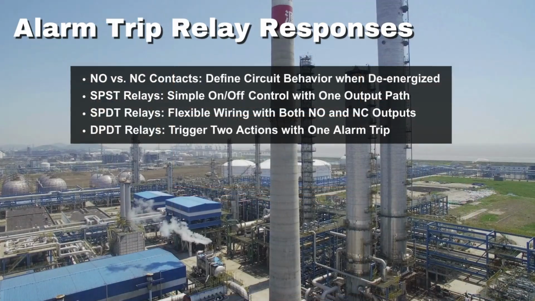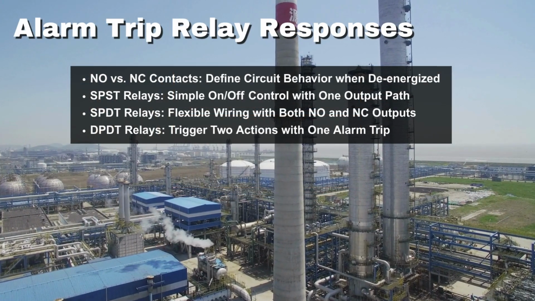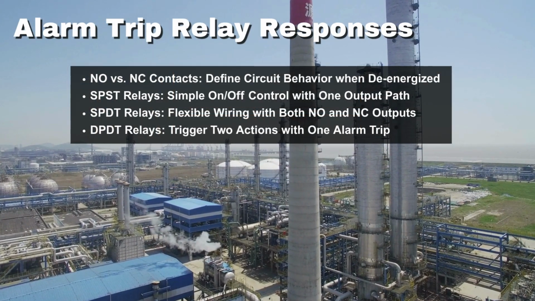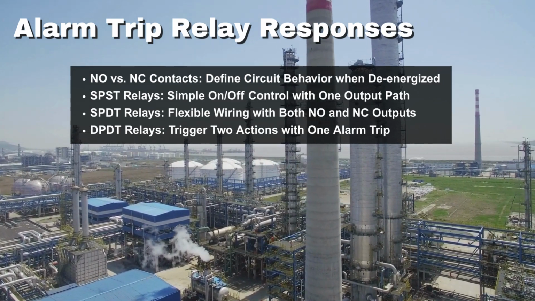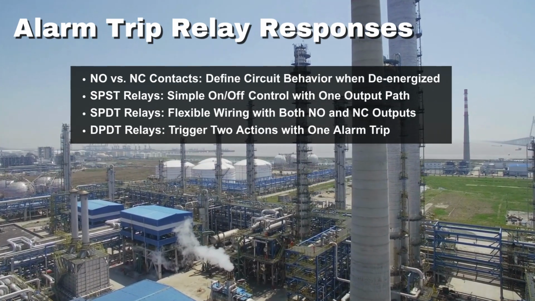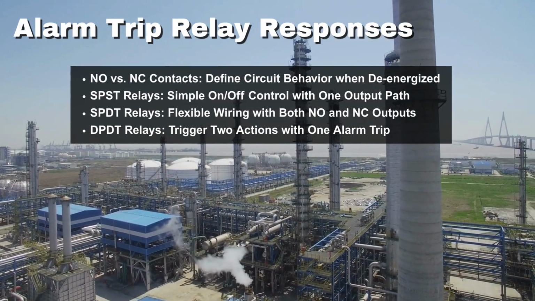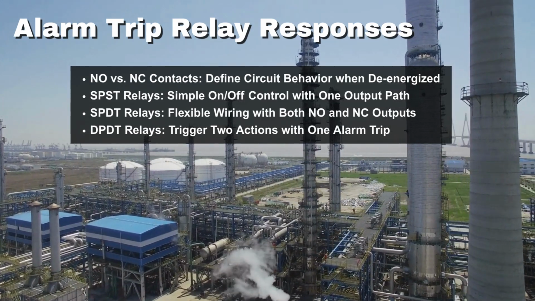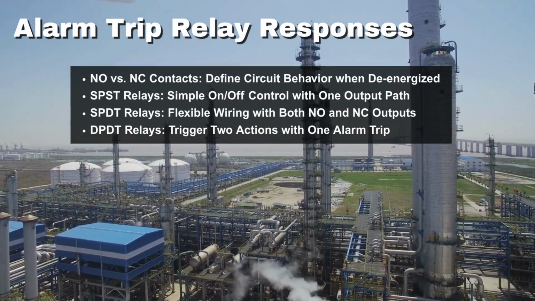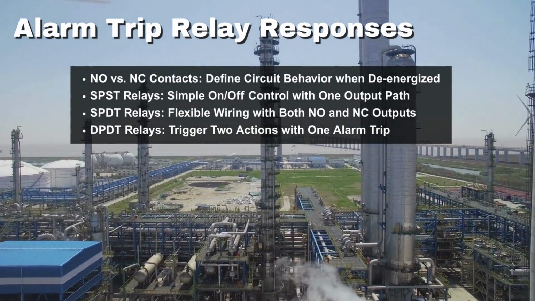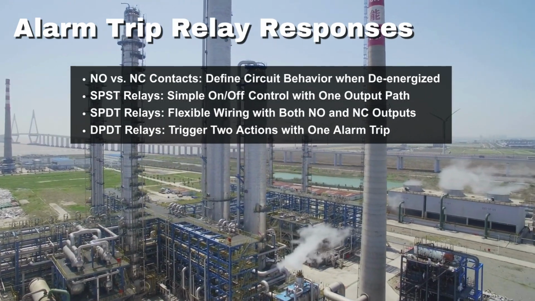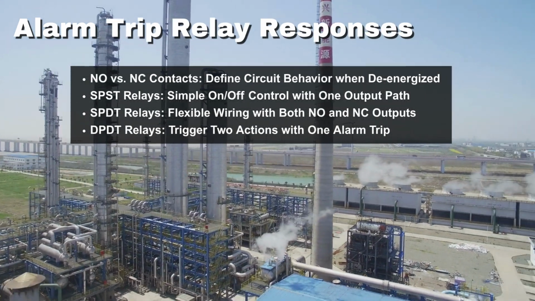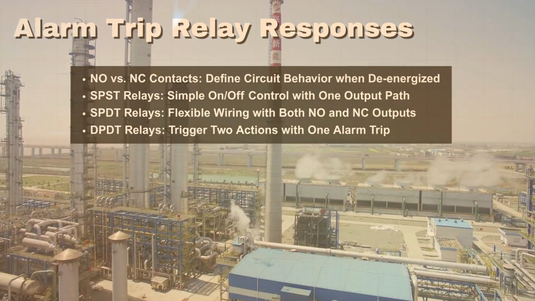Now that you've seen how alarm trip relays respond, you now know how normally open, normally closed, single pole, single throw, single pole, double throw, and double pole, double throw configurations work. You're better equipped to choose the right relay type and contact arrangement for your application. Understanding these fundamentals helps ensure your alarm system responds reliably when it's needed most.